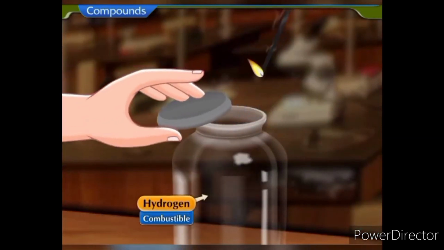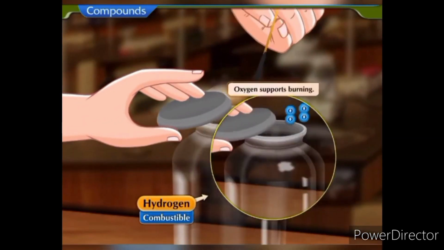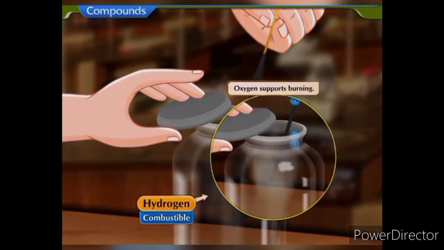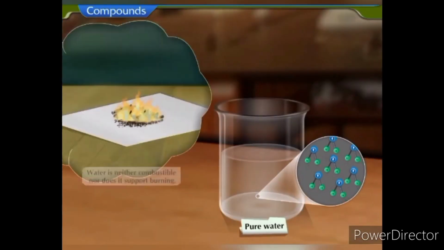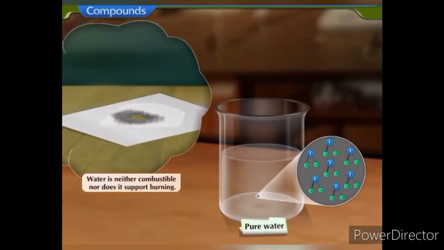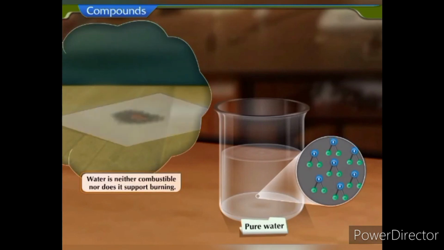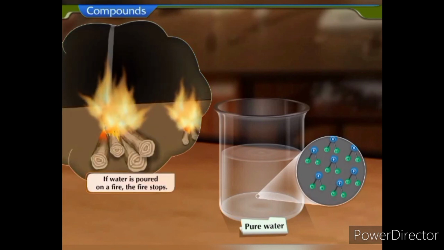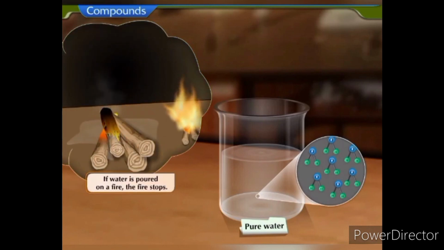Hydrogen is combustible, while oxygen supports burning. But water is neither combustible nor does it support burning. In fact, if water is poured on a fire, the fire stops.